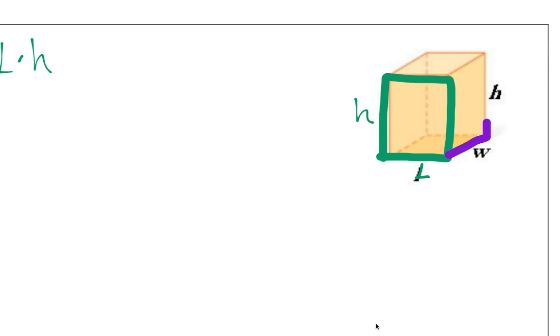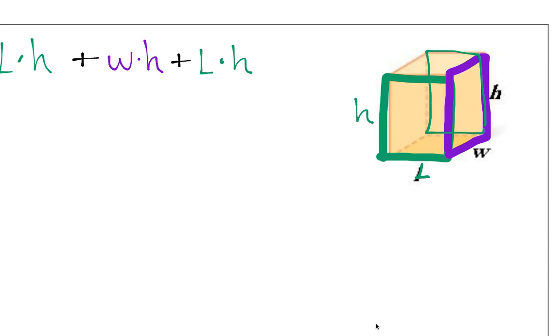And now if I come back here, this is going to be W times H. And if I go in the back here, that's going to be the same as the front. So again, that's L times H. And if I go back here on the side, that's going to be the same as the purple one, which is W times H.